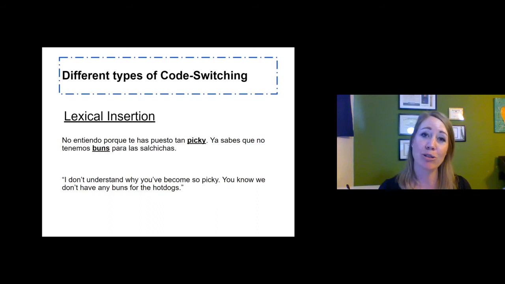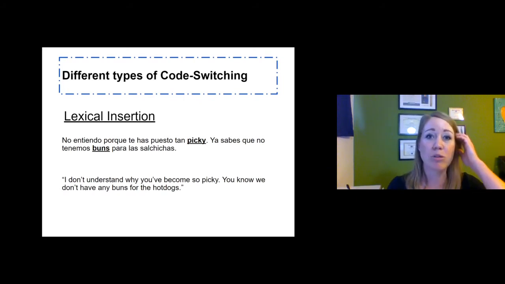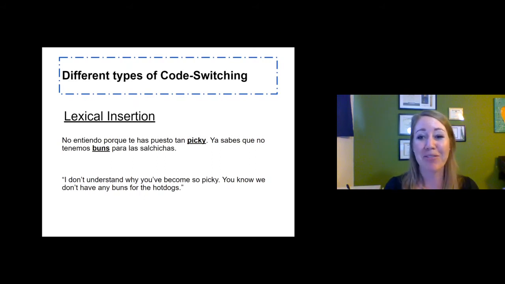There are different types of code switching. I do not speak Spanish, so I'm not going to read the Spanish from the screen. The meaning of the sentence is not necessarily important, but we can still demonstrate these types of code switching without being fluent in Spanish, though I wish I was. But we have different types of code switching, meaning we have different ways that people switch between the two languages.